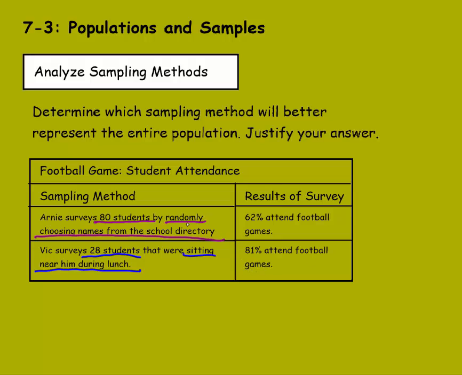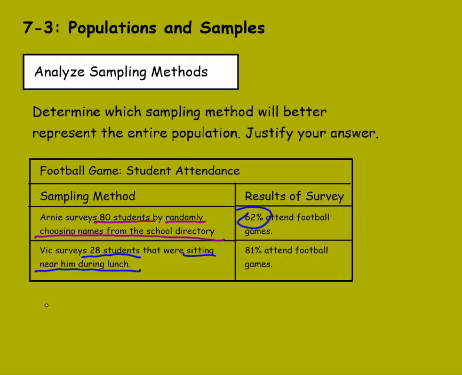Arnie, on the other hand, randomly chose names from the school directory, meaning that every single student had the same chance of being selected. And he chose more students as well, which is also a very good sign. A larger sample is usually going to be more accurate. So this 62% is probably more correct.